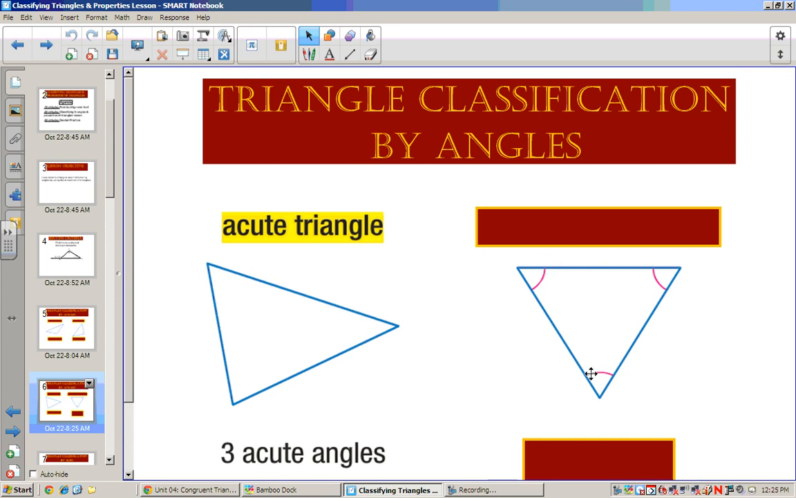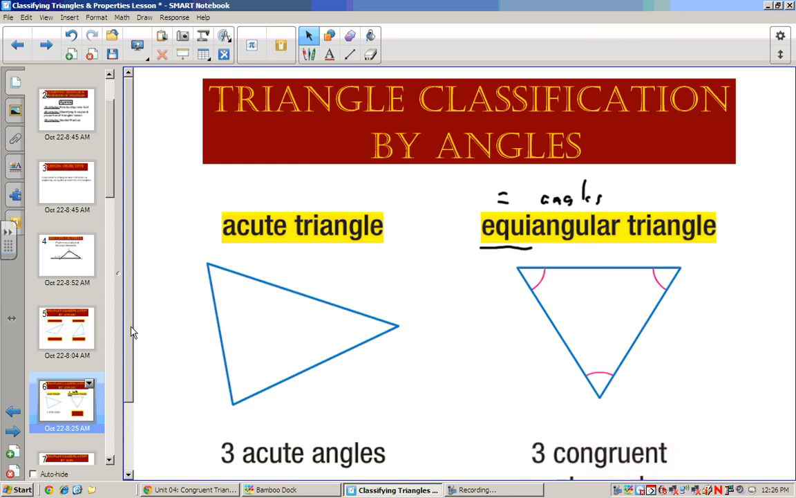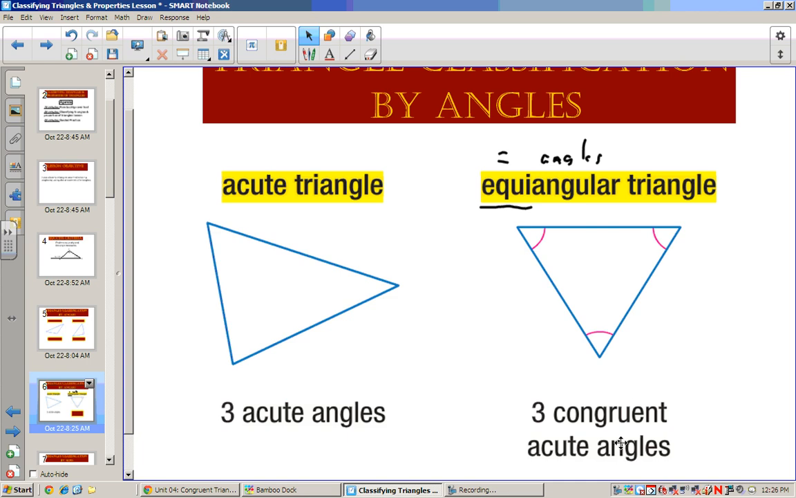And if we have all of these angles being the same size, that's what that little red arc means, we call those equiangular triangles. Hopefully you know equi stands for equal and angular standing for angles. So hopefully you can break this down if you see it on a test. If you don't remember the term exactly, hopefully you'll say equi, that's equal, angles, and so on. Now, an equiangular triangle is a triangle with three congruent acute angles.